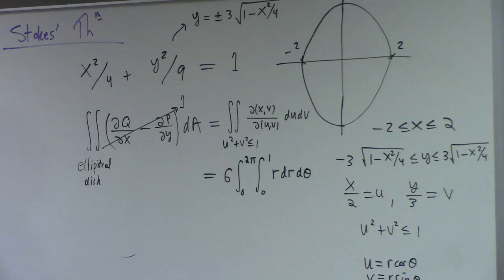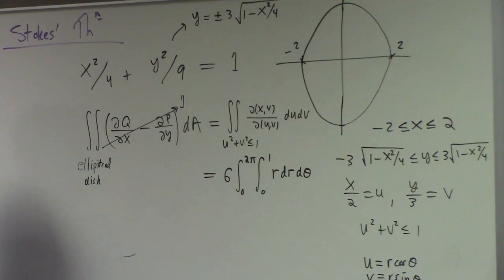Or at that point, you can say, well, it's 6 times the area of a unit circle, and I already know that the area of a unit disk is pi. So, I don't know. At some point here, you can refer to a known result. Does that make sense? Yeah.